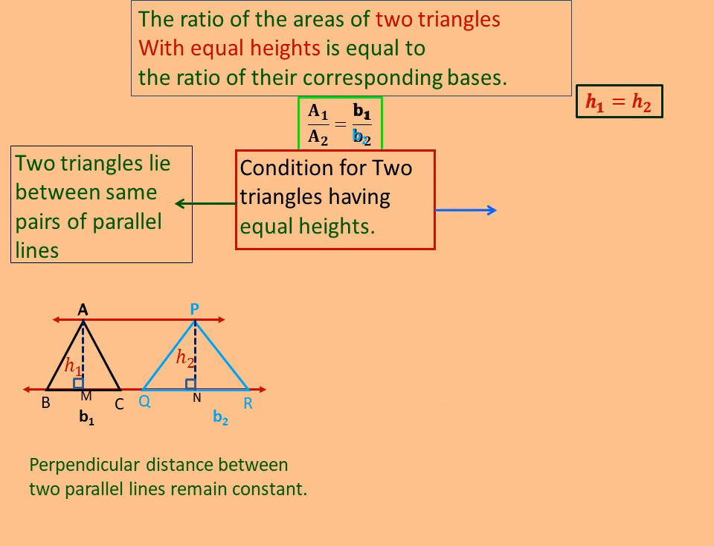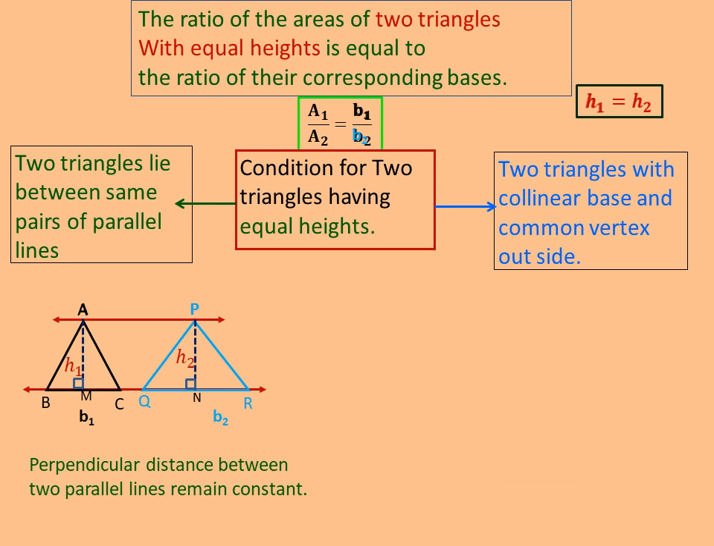Let us go for the next condition. So we have the next condition as two triangles with collinear bases and a common vertex outside it. See here, triangle ABD and triangle ADC. B, D and C are collinear. So BD and DC are collinear bases, and point A is a common vertex outside the collinear base BDC. So we have the base of one triangle as BD, which is indicated by B1, and DC indicated by B2.